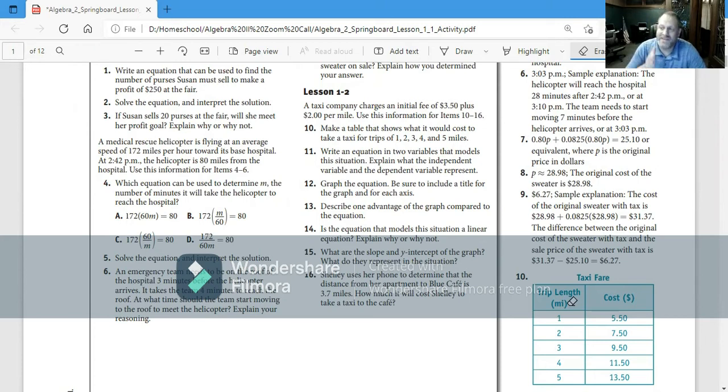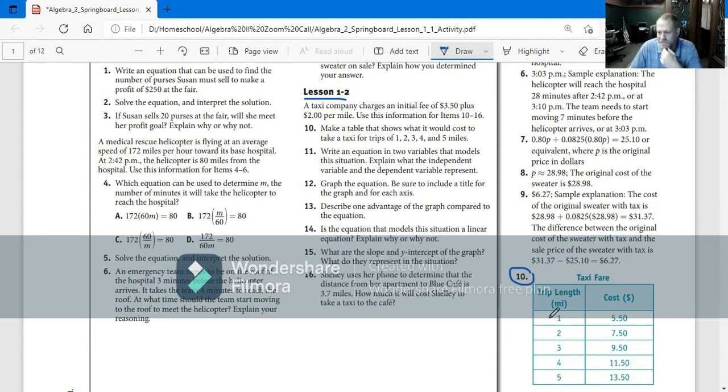Last video we did lesson 1.2, but we are going to do some more activities from lesson 1.2 in the Springboard, and they're much similar to the ones that we've already done. Let's look at them. A taxi company charges an initial fee of $3.50 plus $2 per mile. Use this information for items 10 through 16. This sounds very familiar, much like the inner tubes, right? Let's take a look at number 10.